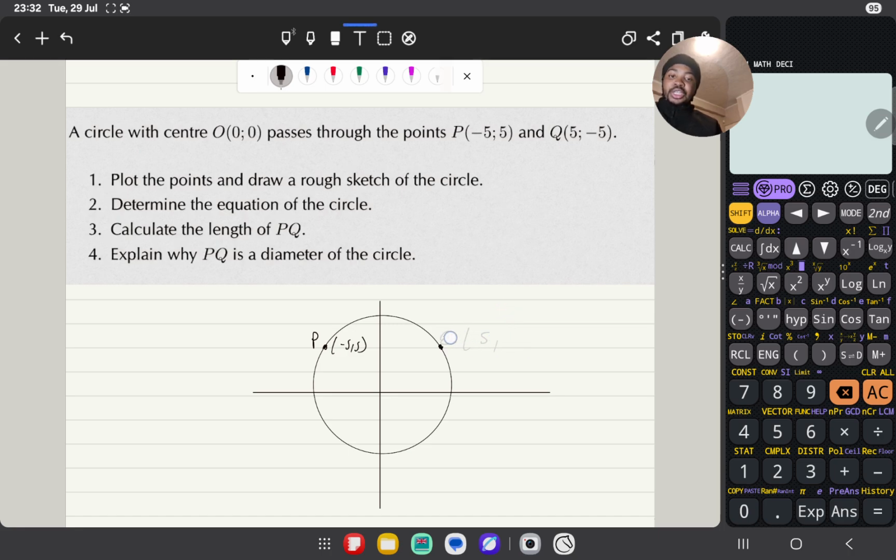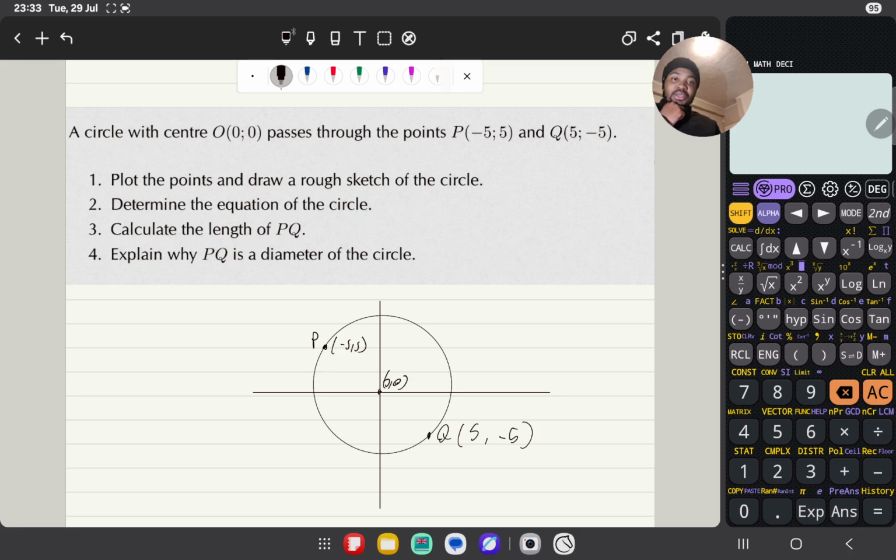Oh no, I am actually lying to you guys, because x is positive, but y is negative. So it's going to be somewhere here, right? This is point Q, and we have 5 being x, which is positive, and -5. Right, and this is the rough sketch of our circle. We have 0, 0 there at the origin, and they say determine the equation of the circle.